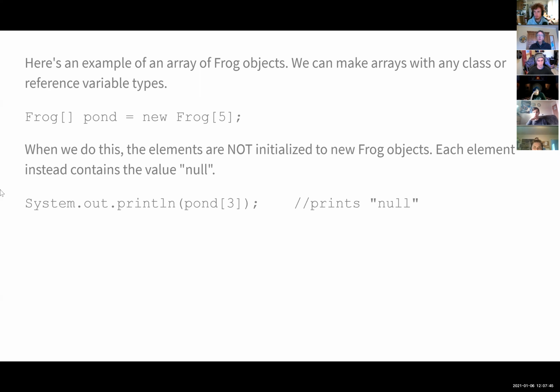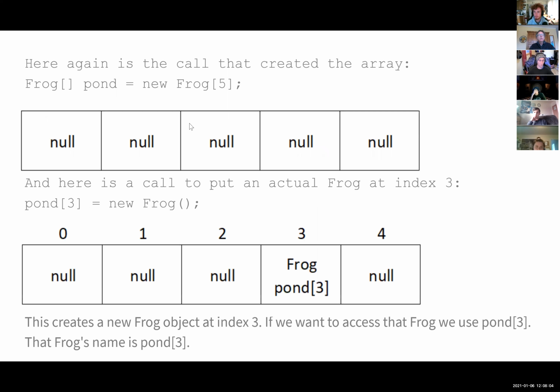So if I run this code, frog array called pond equals a new frog array with 5 elements. If I go ahead and print pond, the element at index 3, it literally prints the word null, because we haven't put any frogs in there yet. Here's a great visualization of it. When I create the frog array, we have this array where they're all null, and null is not a frog.